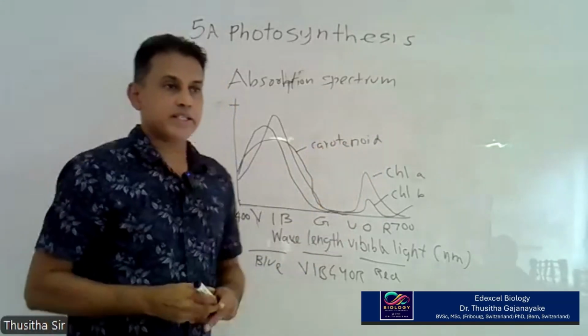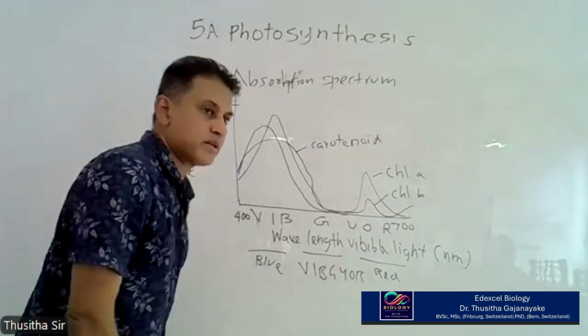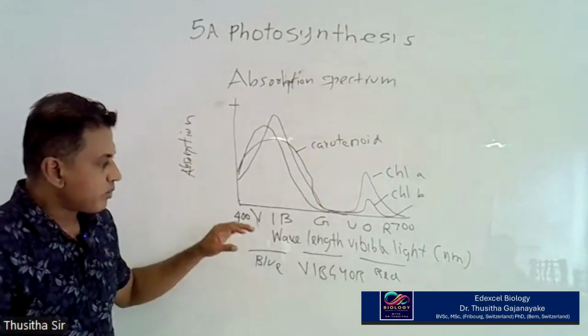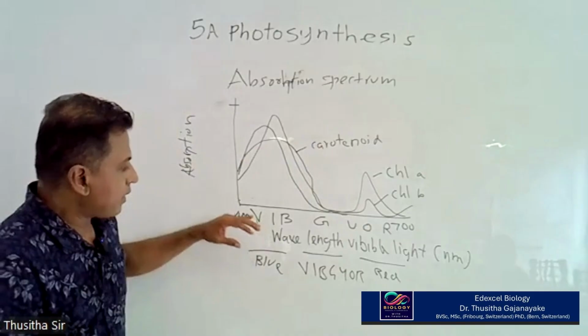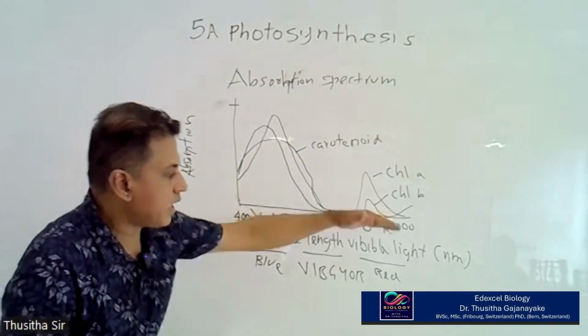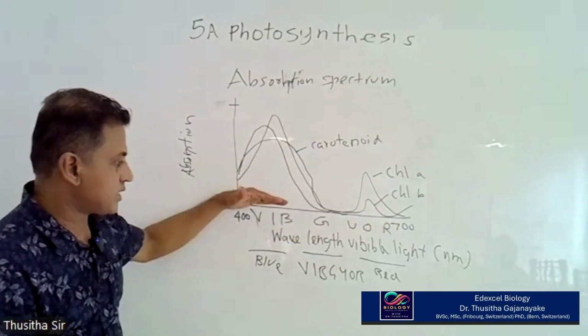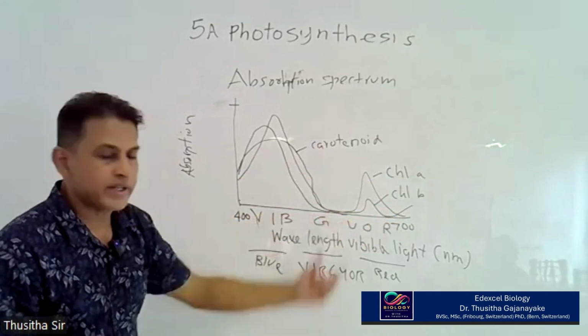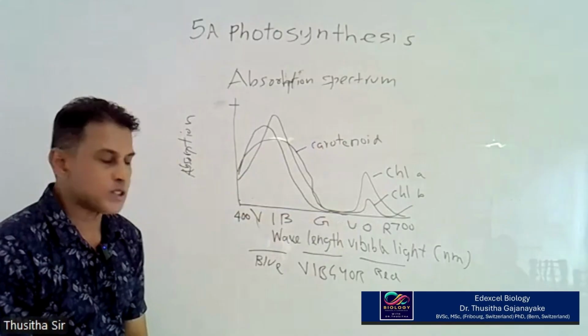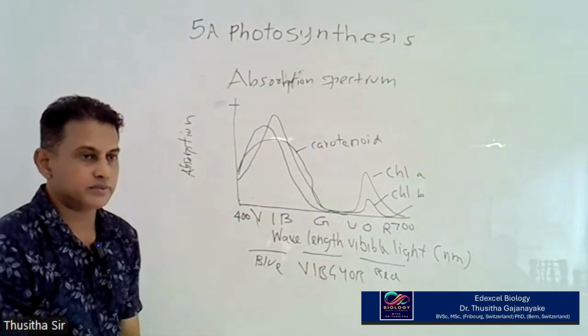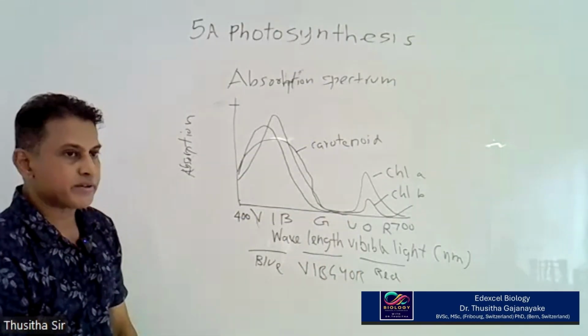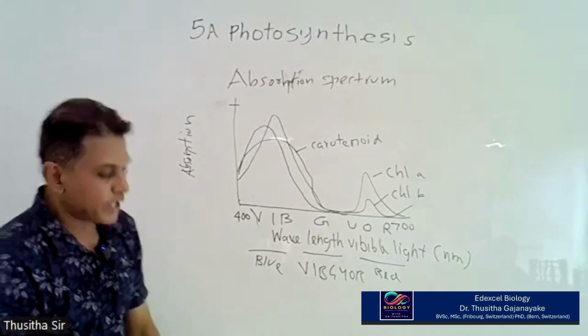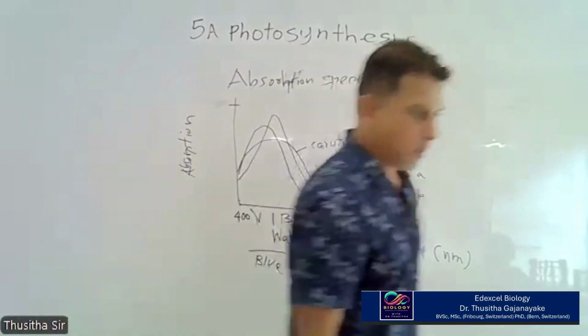Just have a rough idea; you are never asked to draw this kind of diagram. The main point is that blue color and red color are the main ones, blue is the first and red is the second, and green color absorption is very low because it emits the green color. So this is called the absorption spectrum. So can you sketch this diagram?